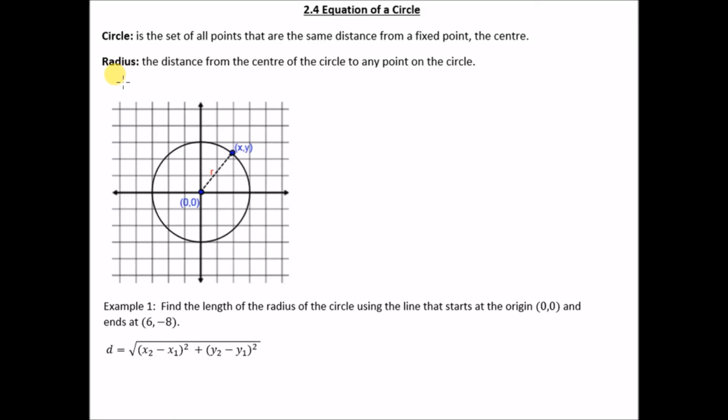2.4 equation of a circle. So what is a circle? A circle is a set of points that are the same distance from a fixed point, or the center, like the center of the circle.